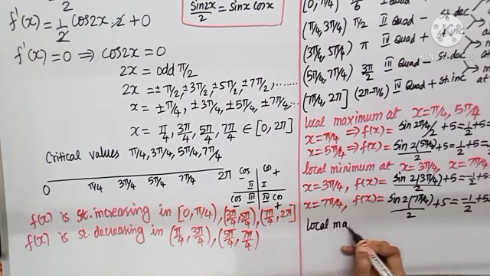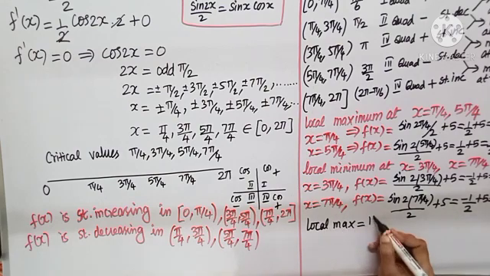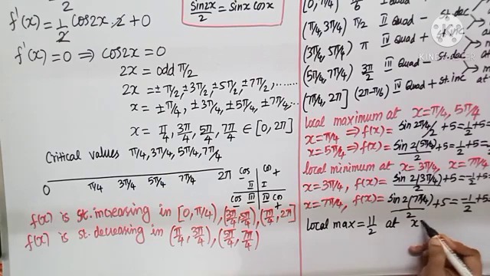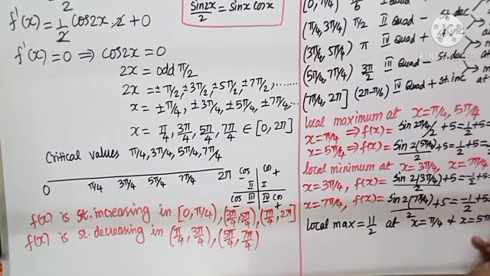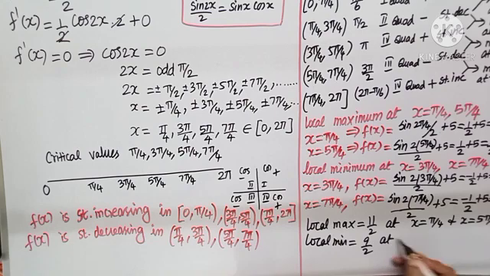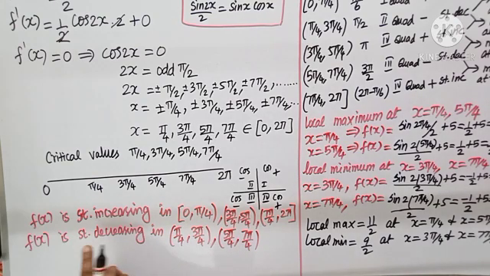Local maximum equal to 11 by 2 at x is equal to π by 4 and x is equal to 5π by 4. Local minimum equal to 9 by 2 at x is equal to 3π by 4 and x is equal to 7π by 4. And we have already written the intervals where it is strictly increasing and strictly decreasing, and this is the answer.